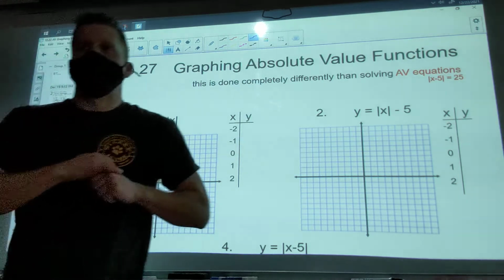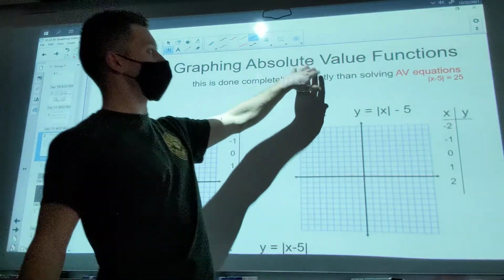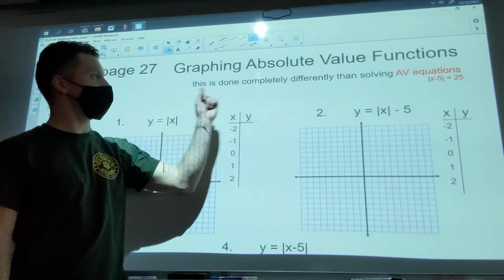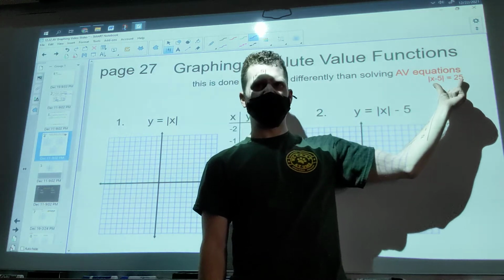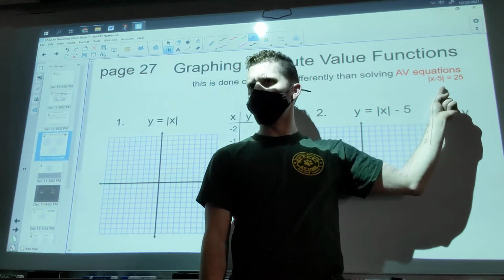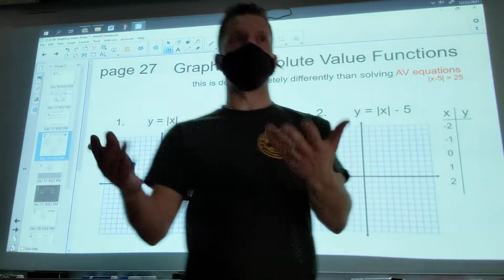All right, here we go. Page 27. So let me tell you, graphing absolute value functions is done completely differently than solving absolute value equations. So if you remember, here was an absolute value equation. How many variables were there here? One, right? So we can solve for that variable, which is what we did, and we got typically 2 answers.